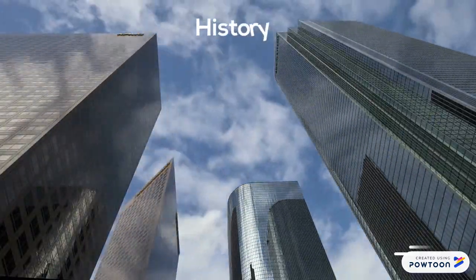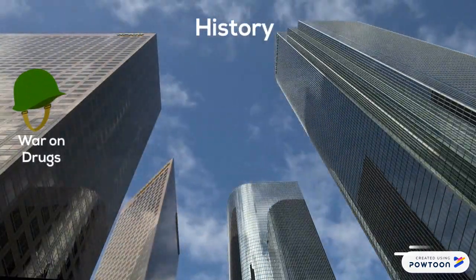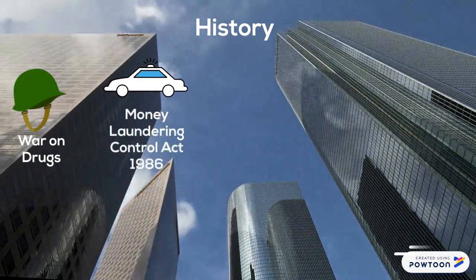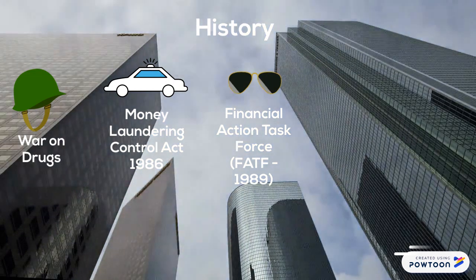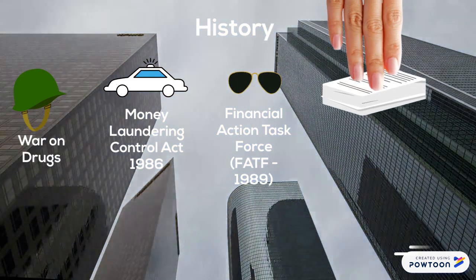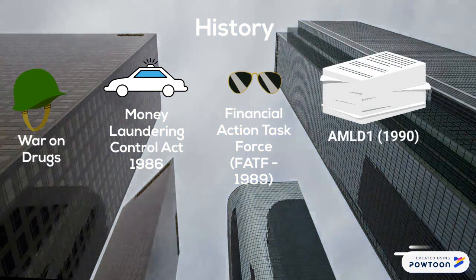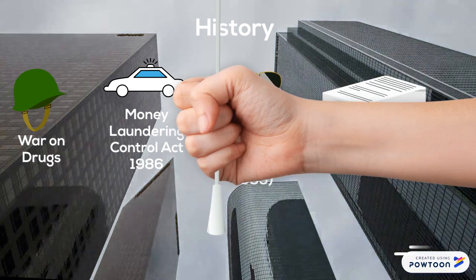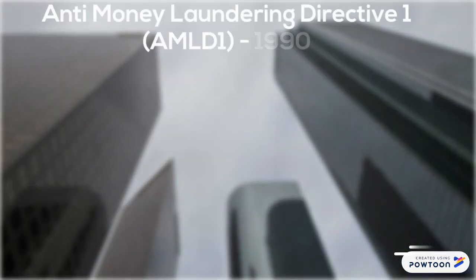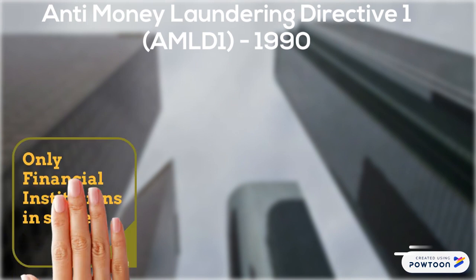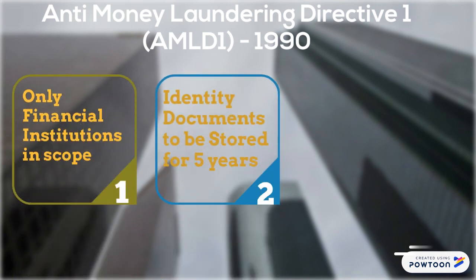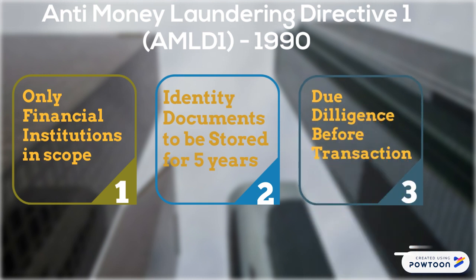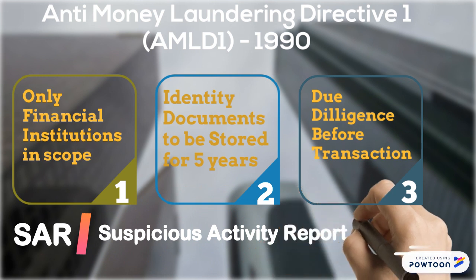The war on drugs ended with the US criminalizing money that was sourced by selling drugs. This led to the creation of the Financial Action Task Force, which created the first AML regulations, which formed the basis of the first European Union AML Directive in 1990. The scope of the first anti-money laundering directive was limited to financial institutions, which were asked to maintain identity documents for 5 years. They were also required to perform due diligence before opening accounts and for large transactions. And finally, they were expected to report any suspicious activities.